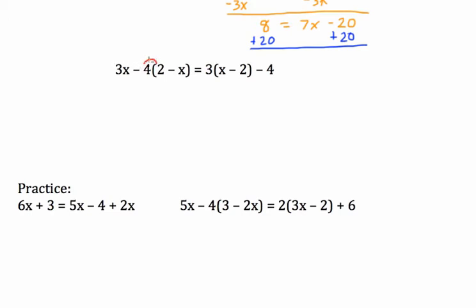So first, simplify your expressions on either side of the equal sign. First step is to do the distributive property. Make sure that you're multiplying by negative 4. So negative 4 times 2 will be negative 8. A negative times a negative will be positive 4x. And bring down the 3x. We'll distribute over here as well.